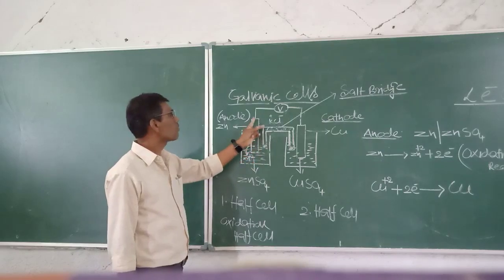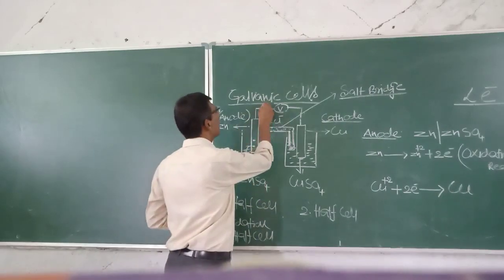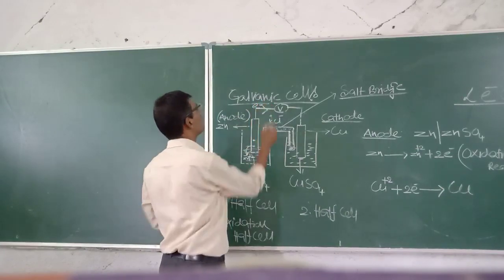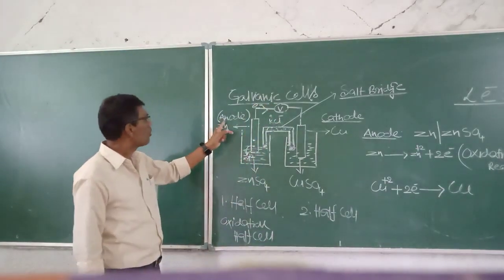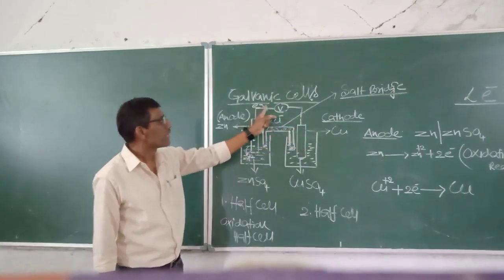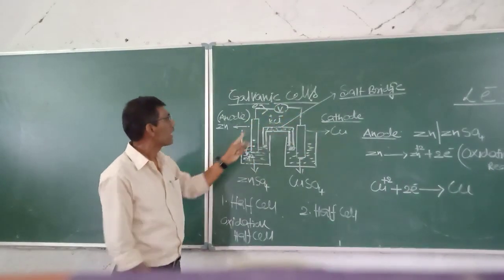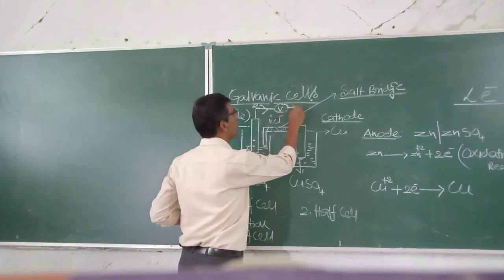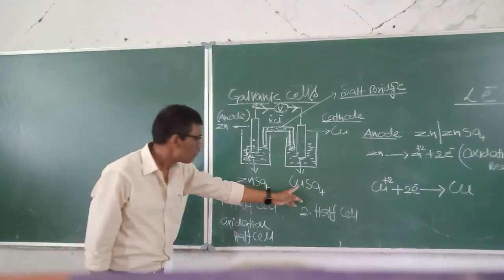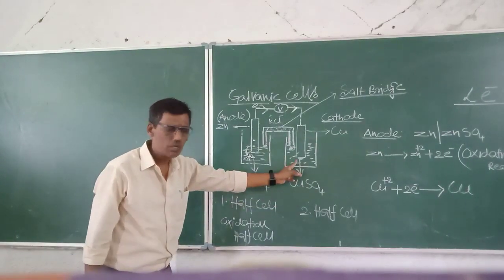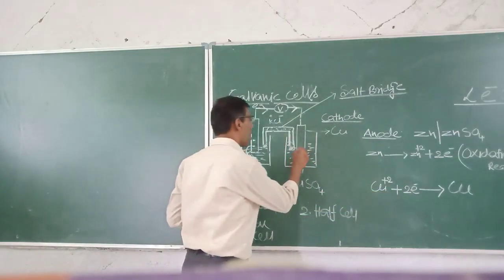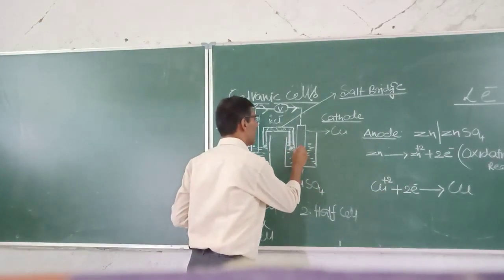These 2 electrons will travel from the anode to the cathode externally, through the connecting wire. Here we have copper plus 2 ions in the solution. So copper plus 2 gains 2 electrons and copper is deposited.